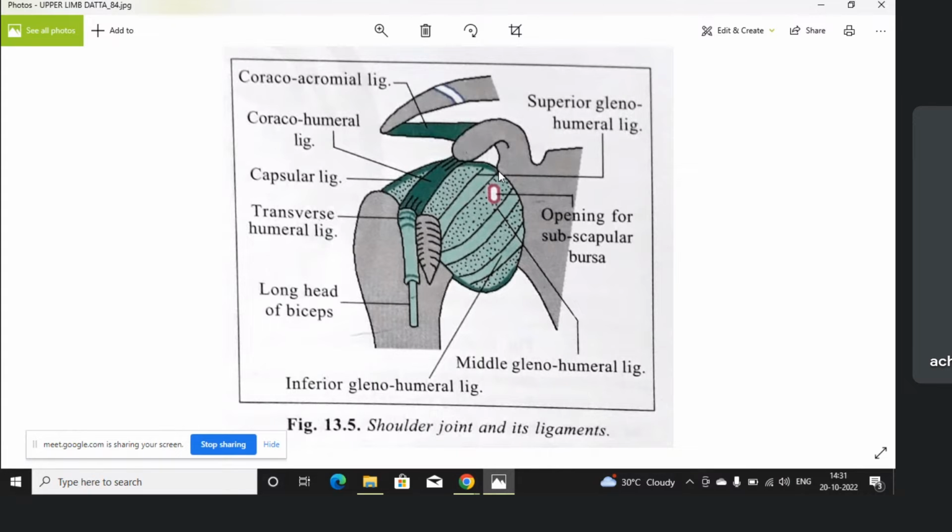Next, come to the next ligament. Now what is the next ligament? Glenohumeral ligament.